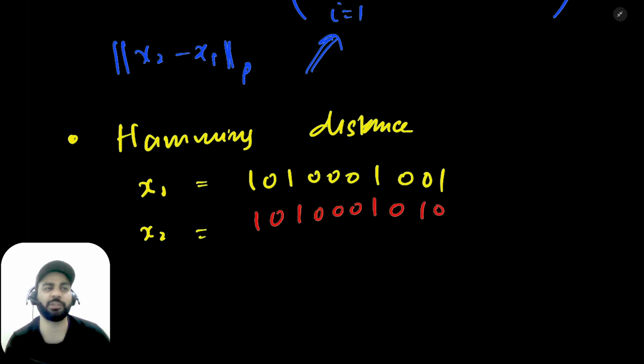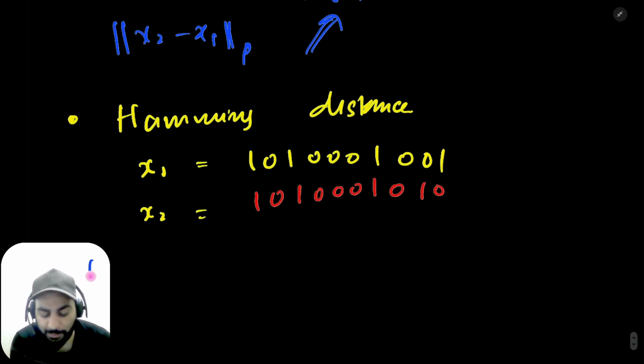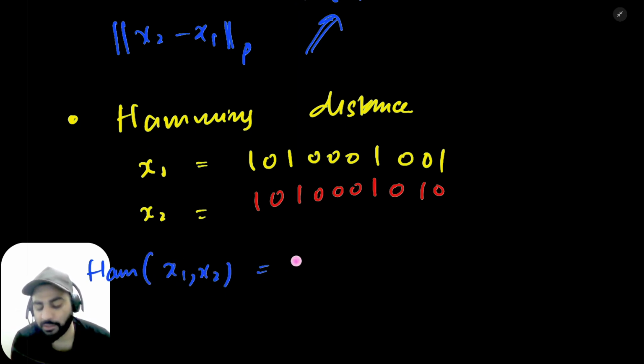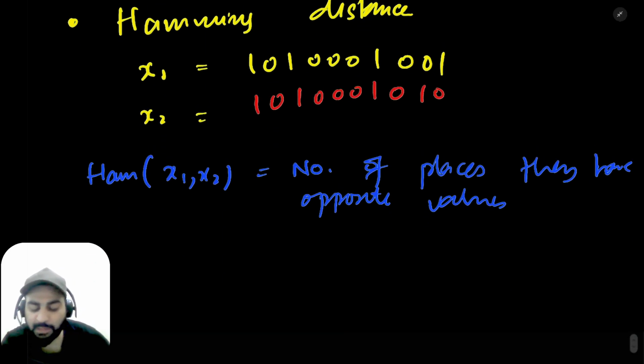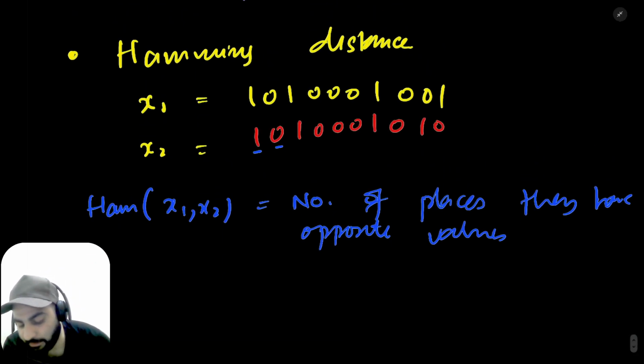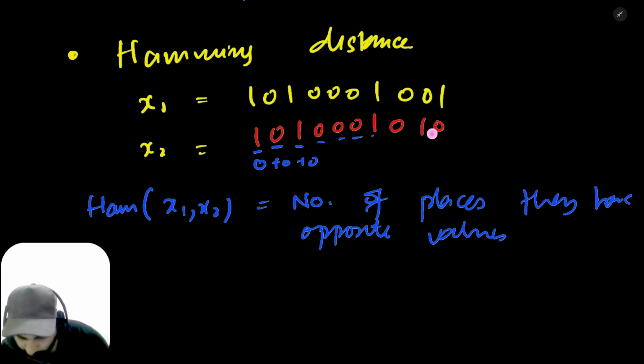So what you do is you see how many times they differ. The Hamming distance of x1 comma x2 is the number of places where they have opposite values. What's the meaning of that? Here you will see 0 plus 0 because it's the same, plus 0. So where is it disagreeing? It is disagreeing here, so here the distance is 1.